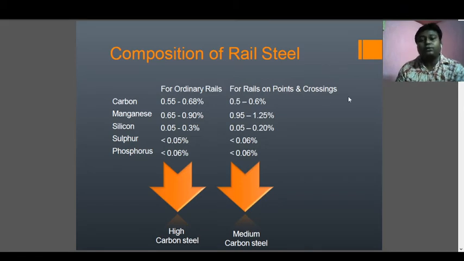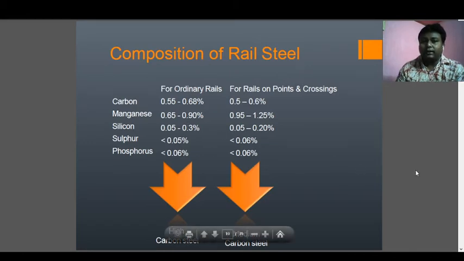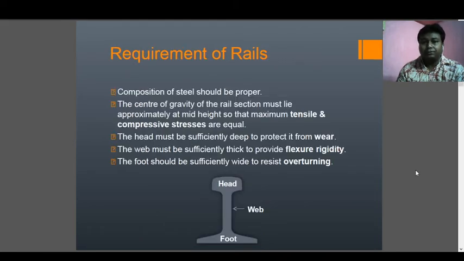What is point and crossing? I'll not go into details. These are used in the signaling process. Just remember one thing: in those cases the types of rails are different, meaning where two trains cross at a point. At those points the composition of the steel will be different. That will be discussed at a later stage. Basically, for ordinary rails it is a high carbon steel, and for point and crossing it is a medium carbon steel.